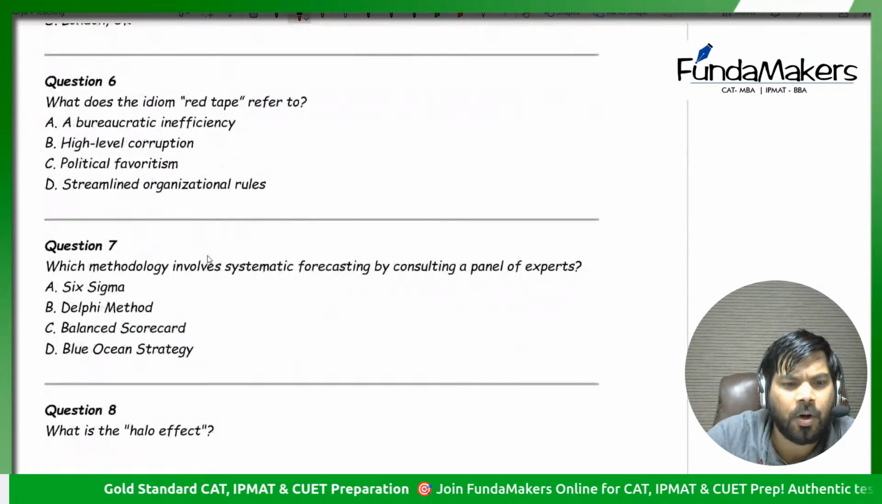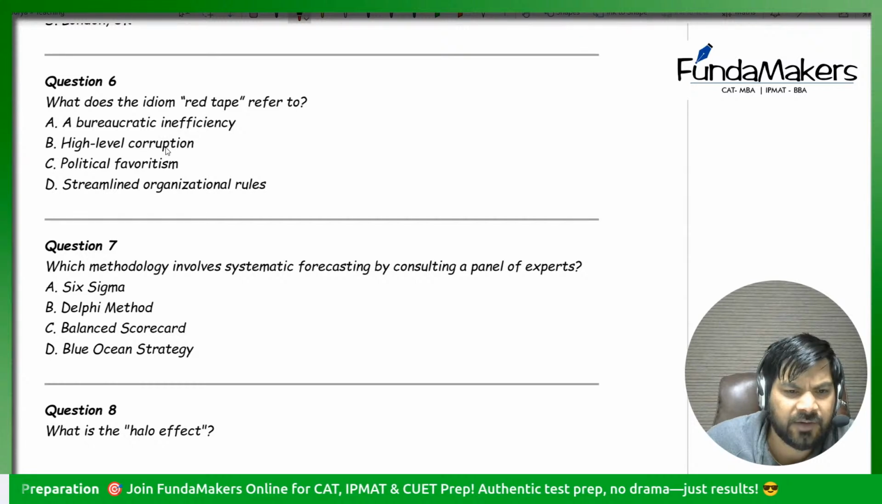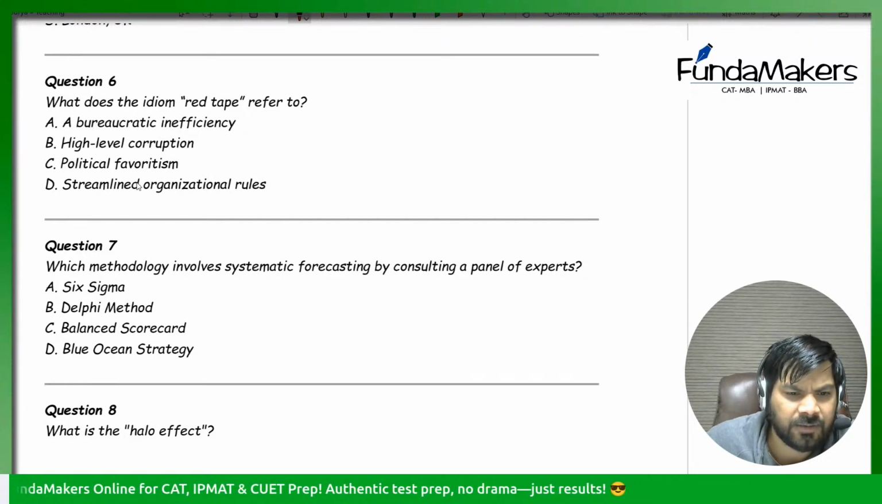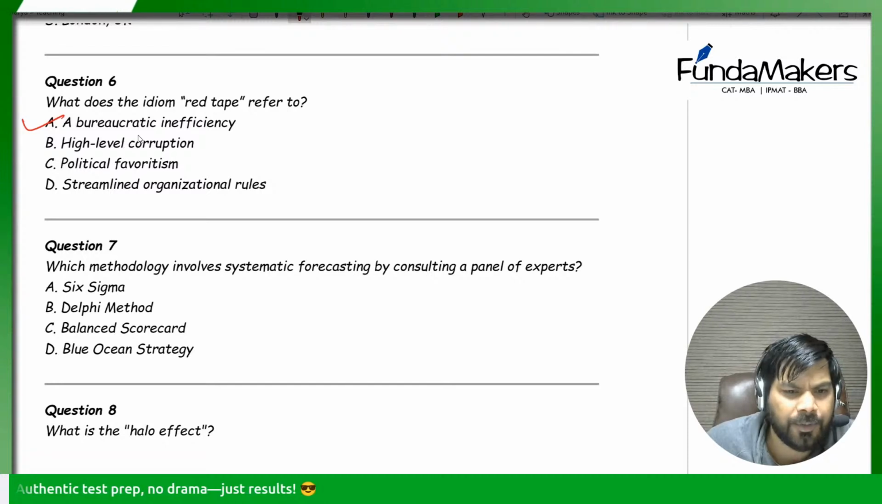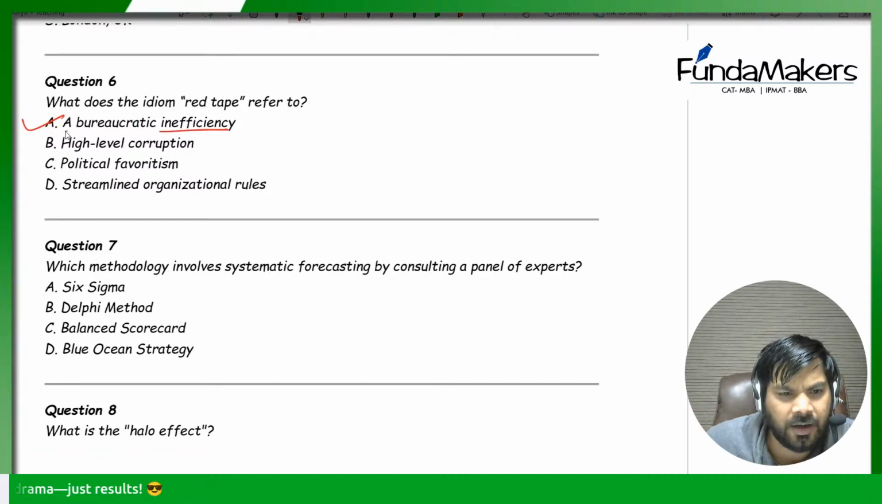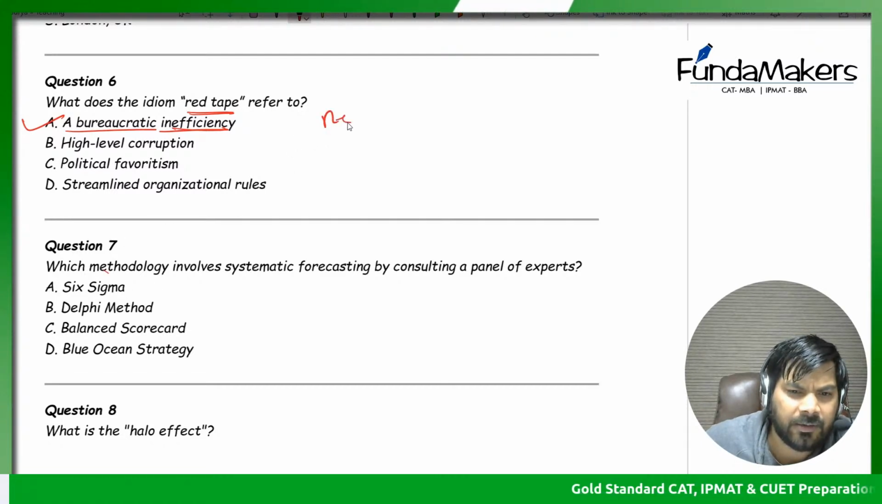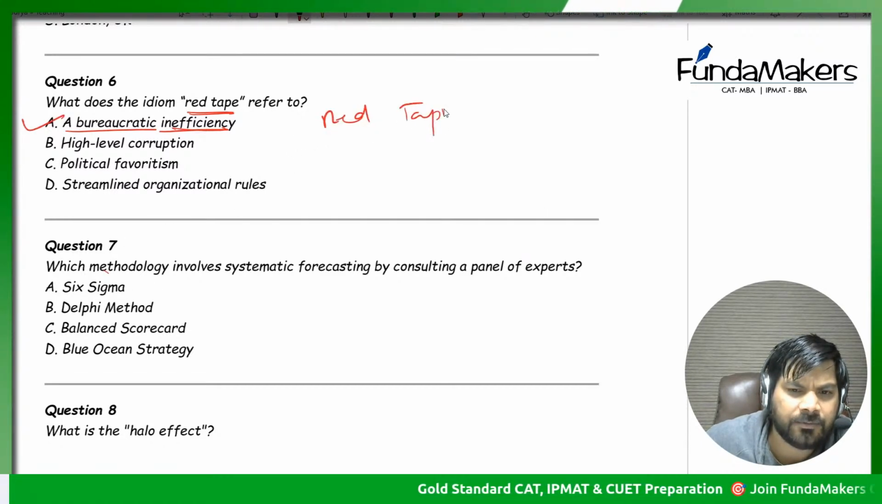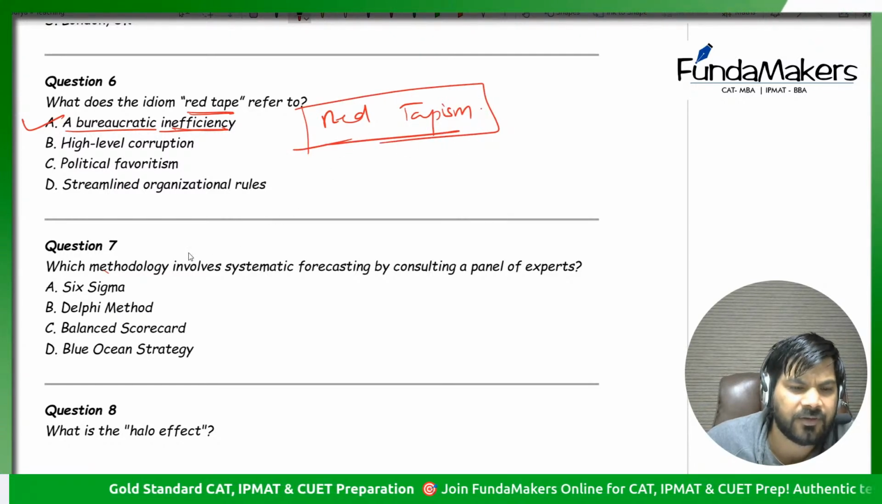Next, what does the idiom red tape refer to? Bureaucratic inefficiency, high-level corruption, political favoritism, streamlined organizational rules. I think the correct answer should be bureaucratic inefficiency. Bureaucratic inefficiency is known as red tape. In sociology we call it red tapeism. So yes, this is important.